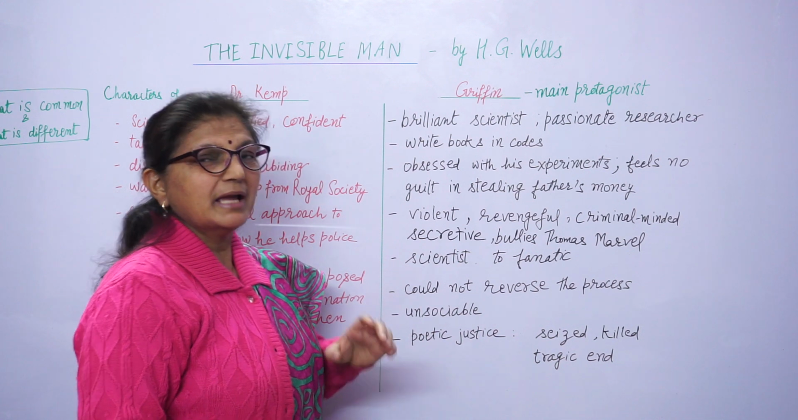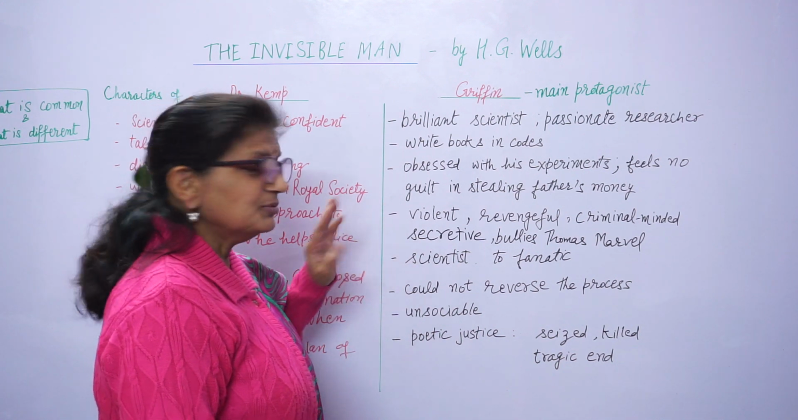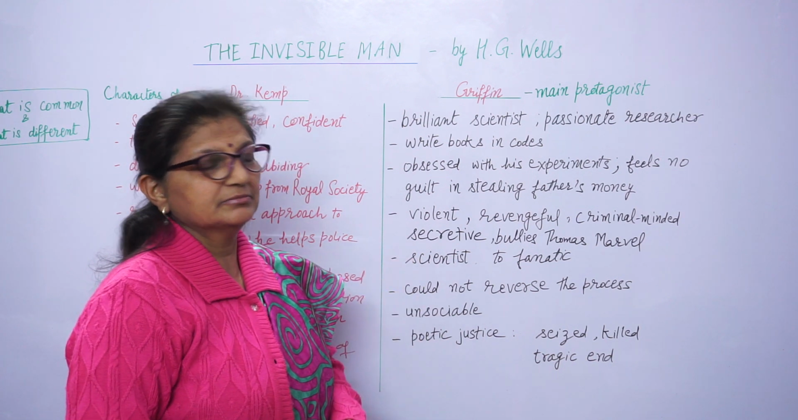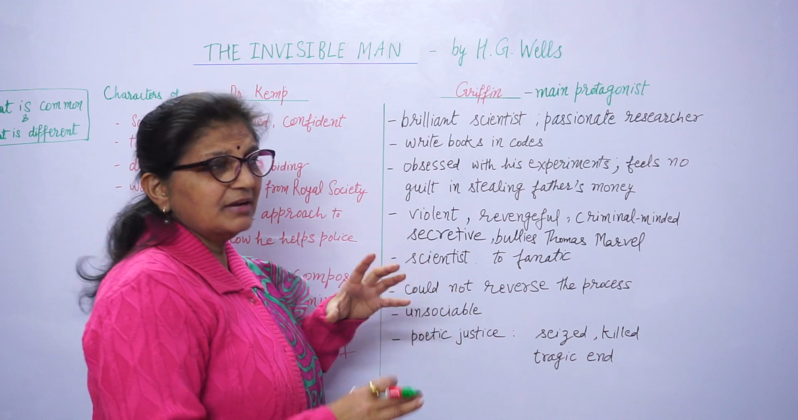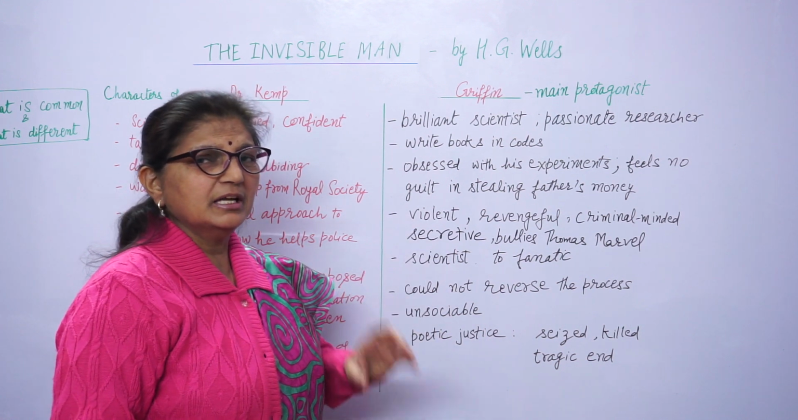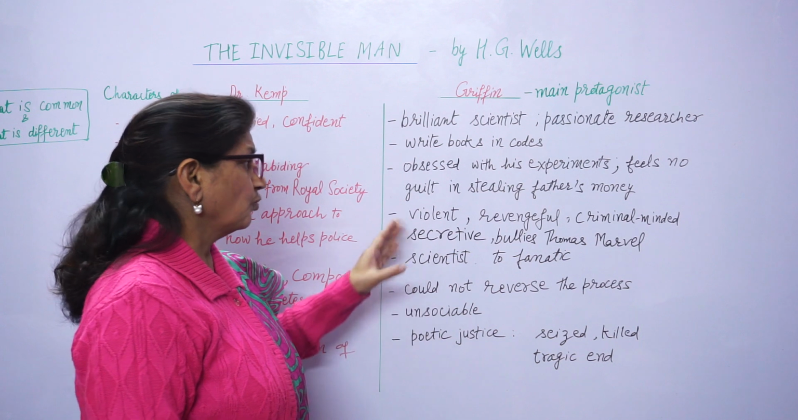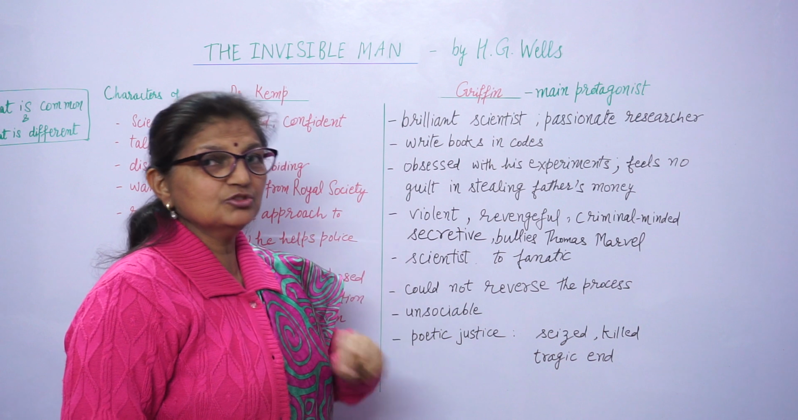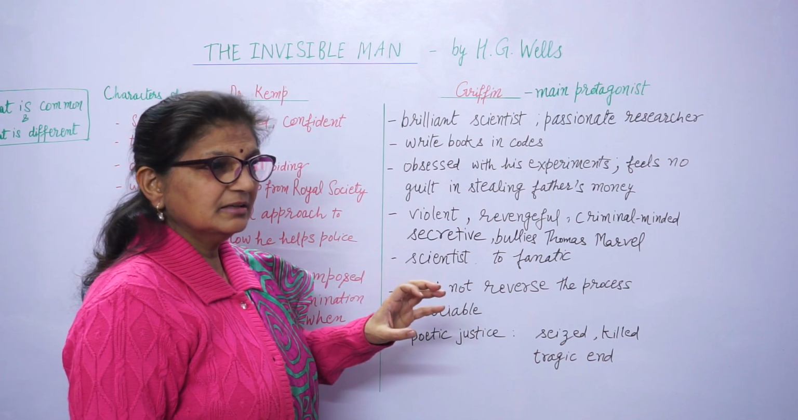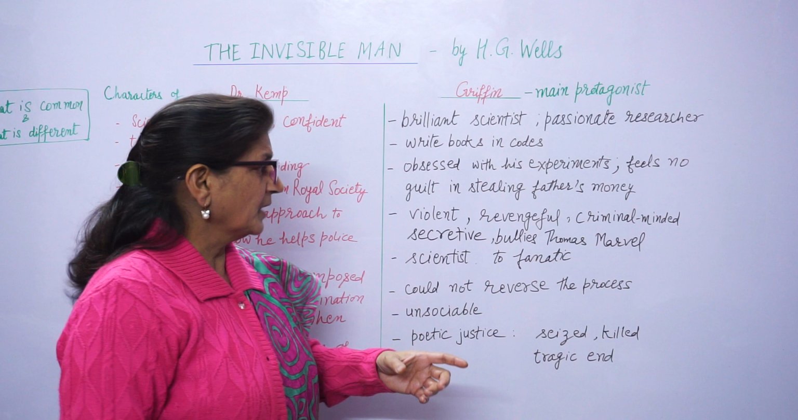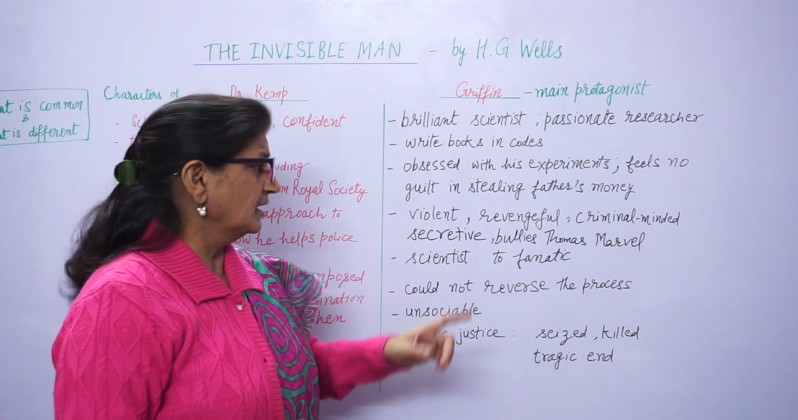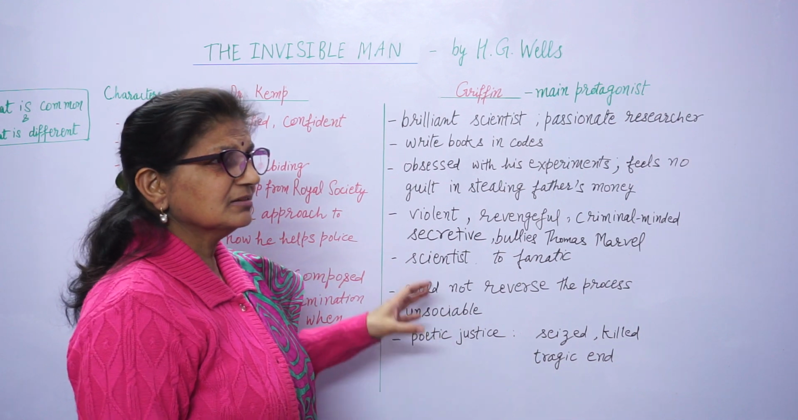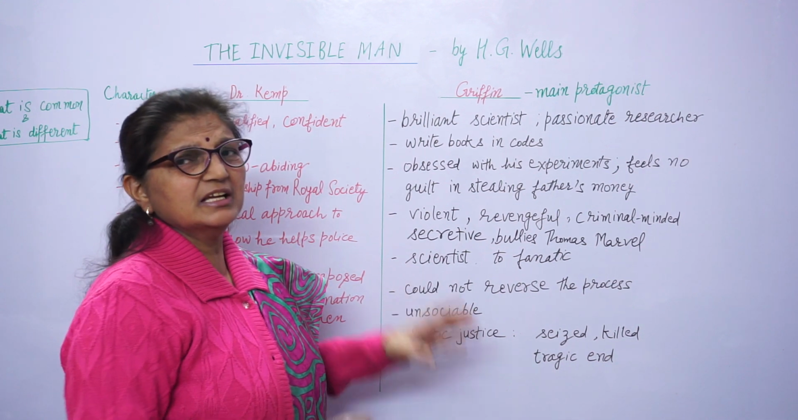Griffin, by nature, seems to be a violent man, revengeful, criminal-minded. Violent wherever he goes. After becoming invisible, he becomes a violent, short-tempered man, and he takes revenge also. Either the person is Dr. Kemp or any other villagers. Then criminal-minded. He feels nothing wrong in stealing the money.